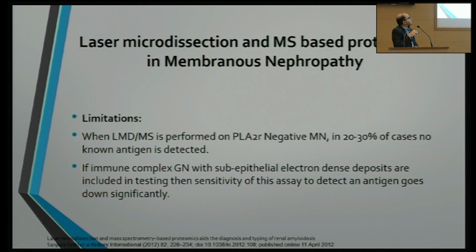So the limitations of that: even in PLA2R negative membranous nephropathy, there will be 20 to 30% of the cases where the known antigen will still not be detected here. It can be missed on this mass spectrometry, etc. And when immune complexes and subepithelial electron dense deposits are included in the testing, the sensitivity will go down still further.